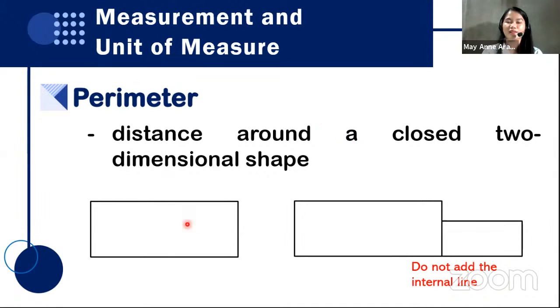It has length and width. And don't forget that we do not add the internal line. So just from the word around, diba? Sa paikot lang. Ikot and just add the length of this, then its length, and from here, or just the whole length of this, then plus here, and then plus here. Oh, this is not included, no, dun sa i-add.